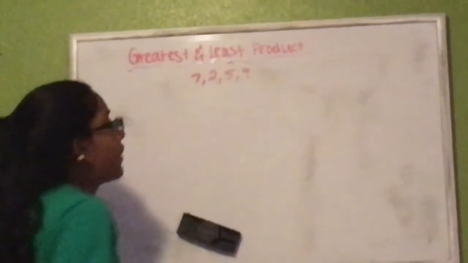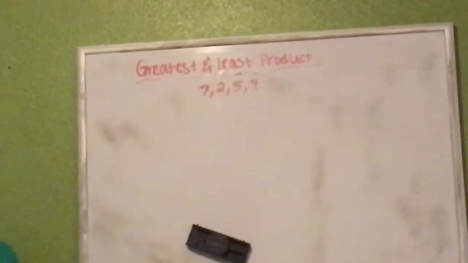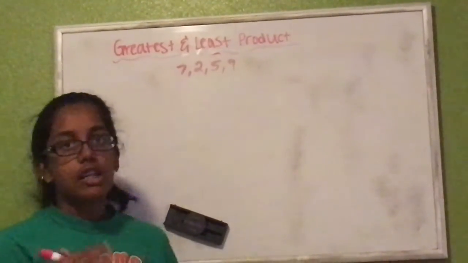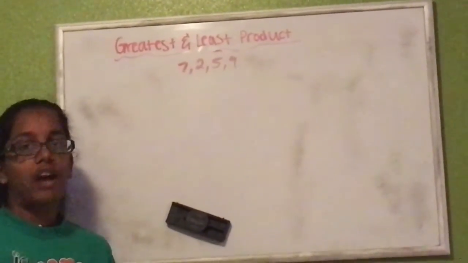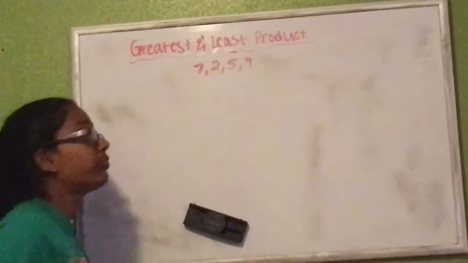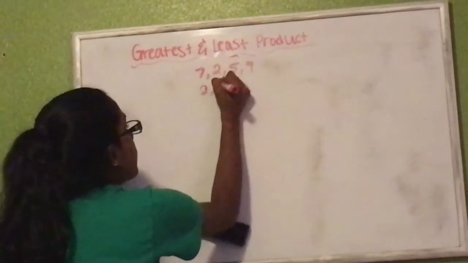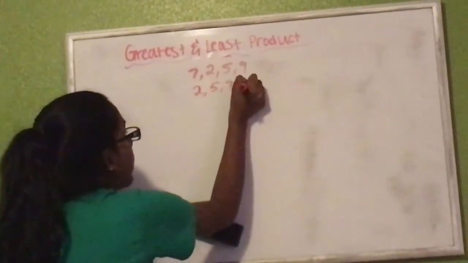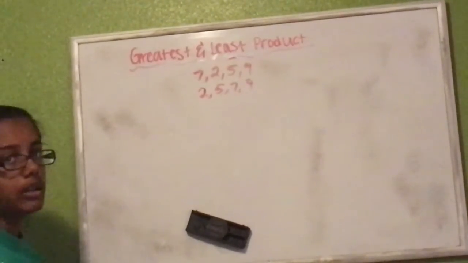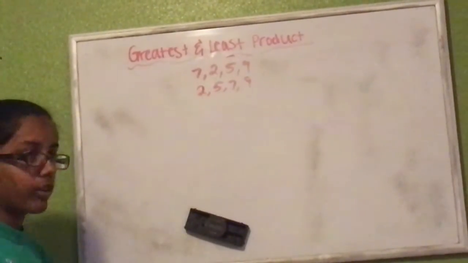So we have 7259. The easiest way that I would do is first order them from least to greatest or greatest to least. Just keep them in an ordered fashion so it makes it easier when you're doing the little mapping part. So 2, 5, 7, 9. I did it from least to greatest. You can also do it from greatest to least. It doesn't really matter. This just helps us stay organized.